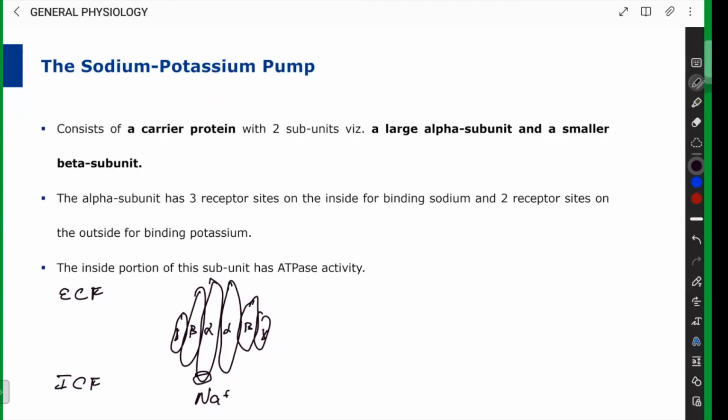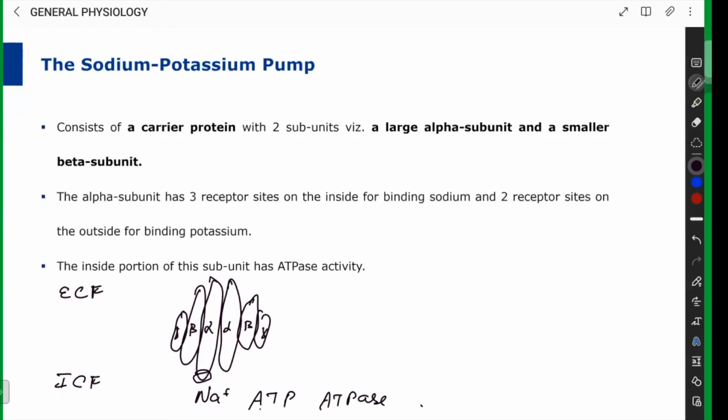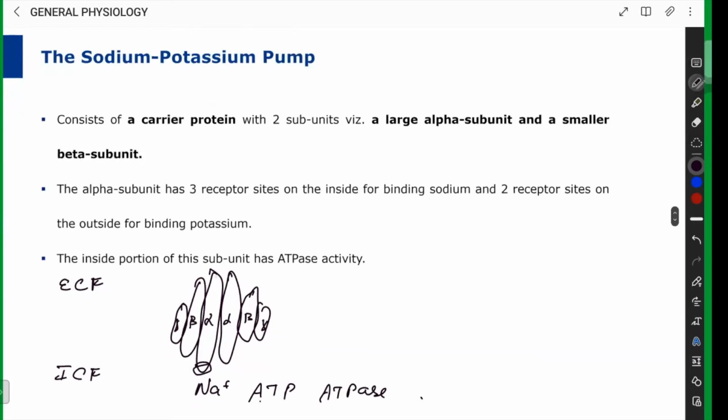Along with sodium, you will have ATP, you will have ATPase. And on the extracellular side, you will have potassium. Along with potassium, two other things are there: one is digoxin, and the other is ouabain. So alpha is the one involved in the transportation, not beta or gamma.